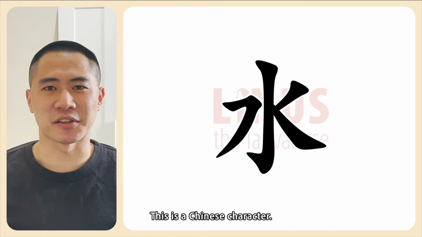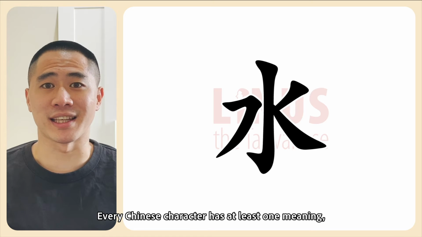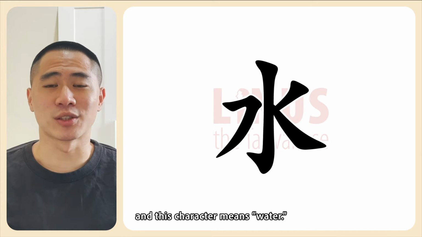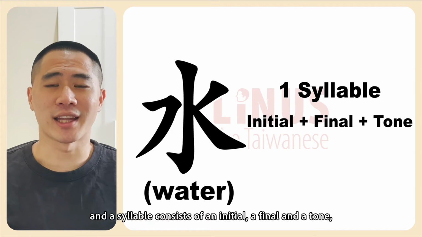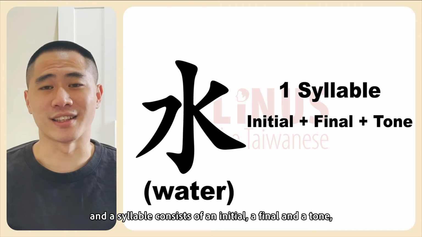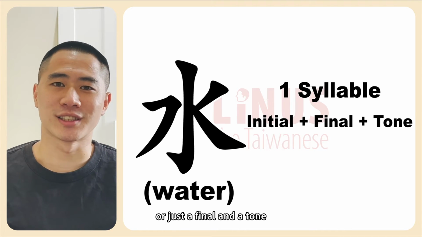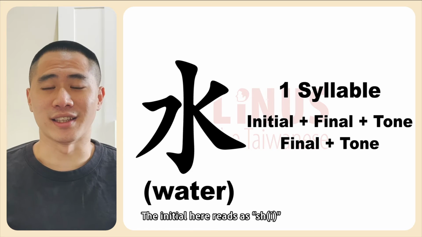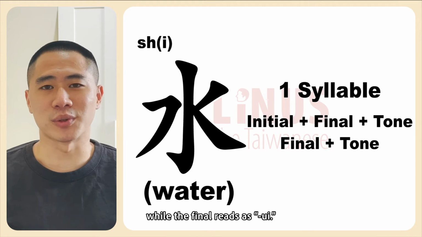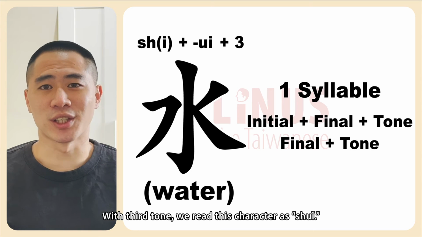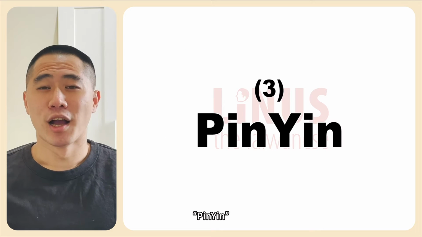Chinese characters. This is a Chinese character. Every Chinese character has at least one meaning, and this character means water. One Chinese character is just one syllable, and a syllable consists of an initial, a final, and a tone, or just a final and a tone. The initial here reads as shi, while the final reads as wei. With third tone, we read this character as shui.